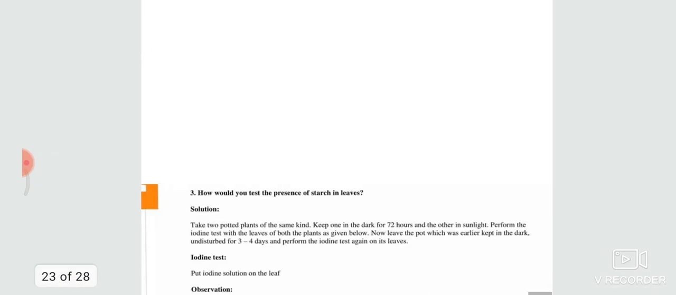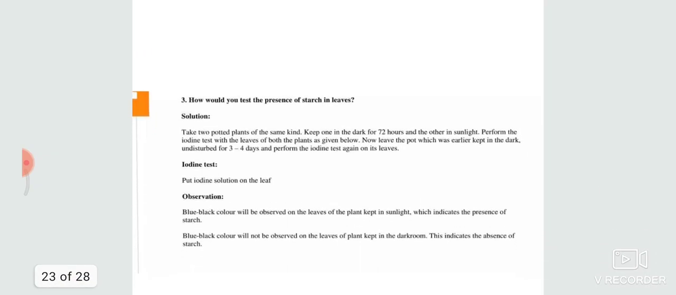Moving to the third question: how would you test the presence of starch in a leaf? I have told you this test in the video. The answer is: take two potted plants of the same kind, keep one in the dark for 72 hours and the other in sunlight. Perform the iodine test with the leaf on both plants as given below. Now leave the pot which was earlier kept in the dark undisturbed for 3 to 4 days and perform the iodine test again on its leaf.